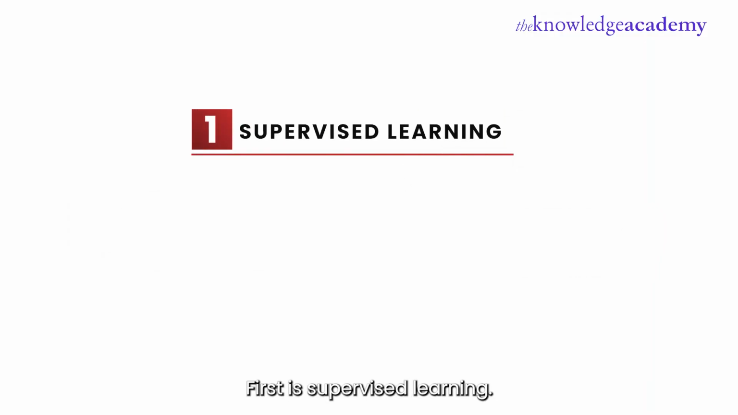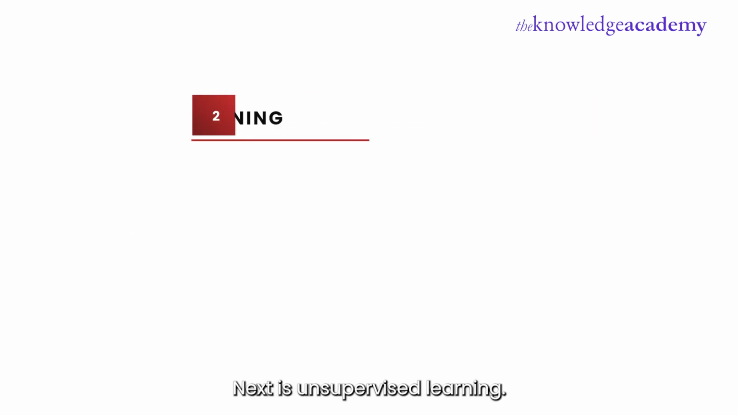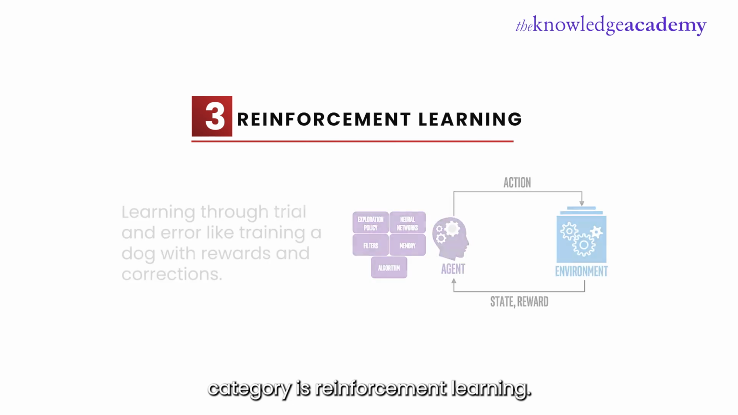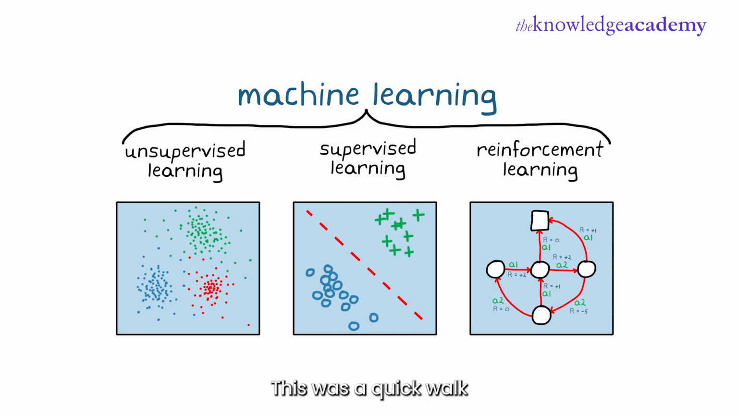First is supervised learning. This is like learning with a teacher. We give labeled examples like, this email is spam, this one isn't. Next is unsupervised learning. Here the machine figures it out with no labels, finding patterns all on its own. And last category is reinforcement learning. Learning through trial and error, like training a dog with rewards and corrections. This was a quick walk through the 3 different categories in machine learning.